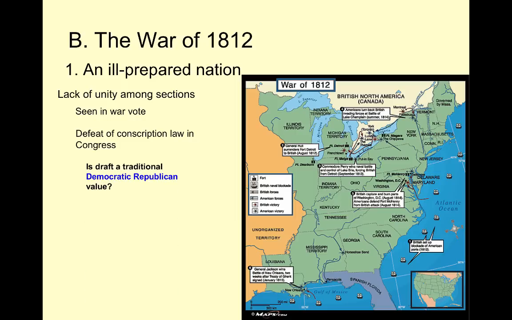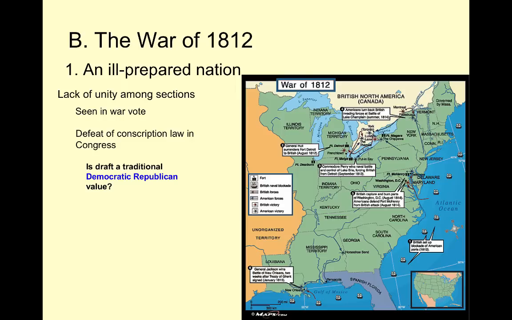Is the draft a traditional Democratic-Republican value? When James Madison says we need to have a draft or conscription law, that, like I said, is going to be something that increases the size and power of the federal government. And when it gets voted down, it shows you that the Democratic-Republican Party, now that they're in power, are trying to do things to increase the size and power of the federal government. And the states that are objecting to this law are Federalists, Northeastern states, and they want to limit the size and scope of the federal government.